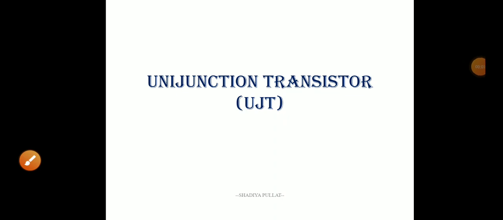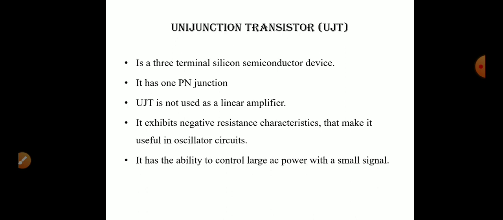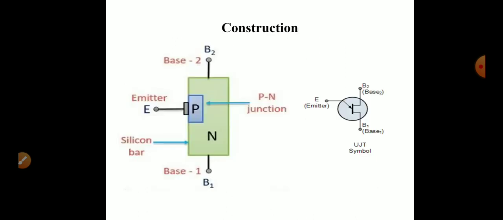Hello everyone. In this video we are going to discuss the UniJunction transistor. Simply we call this UJT. A UJT is a three-terminal silicon semiconductor device which has one PN junction. This is the structure of a UJT.